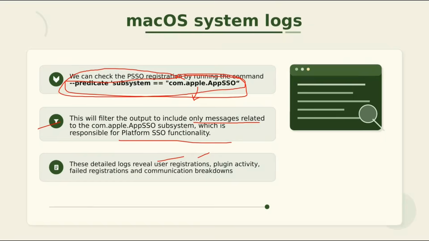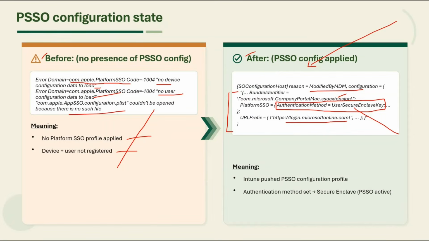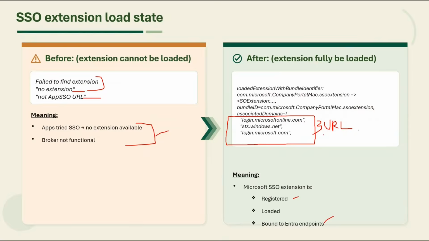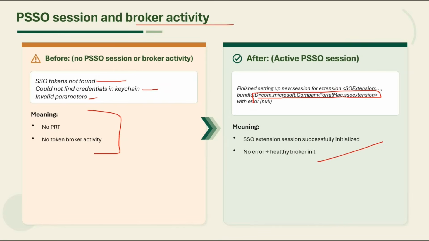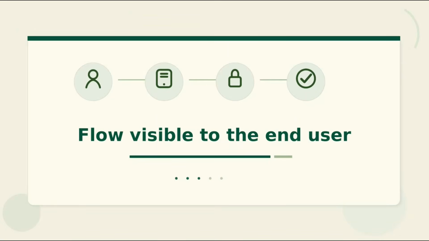And then the other one was the macOS system logs, which we can go through. We can run this command to only filter the relevant things related to platform single sign-on from the macOS system logs. And these are the things on the right that we are expecting to see in case of a successful PSSO registration.